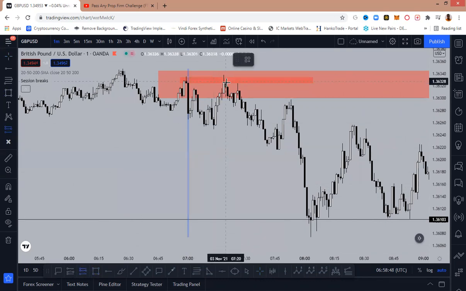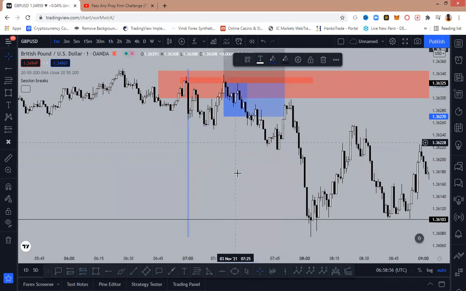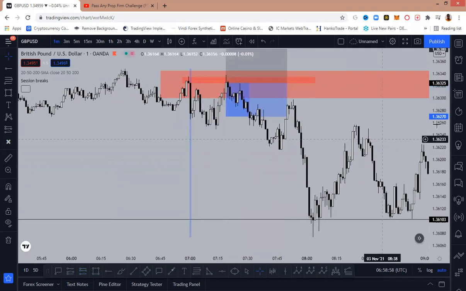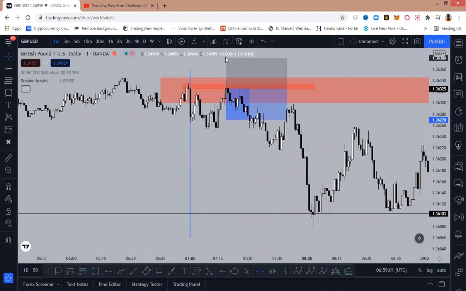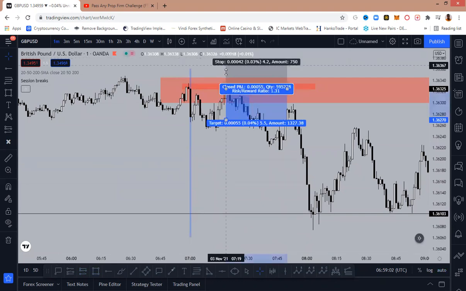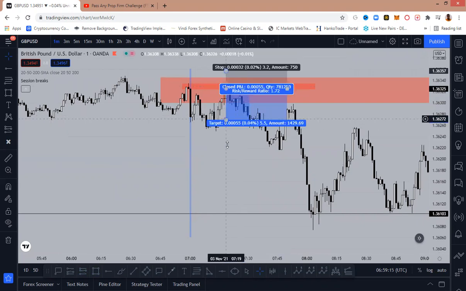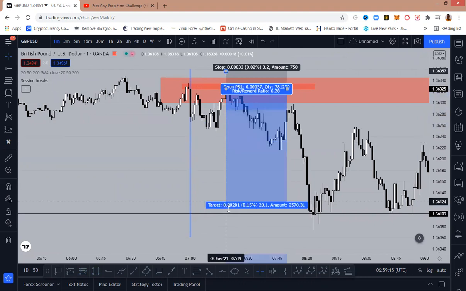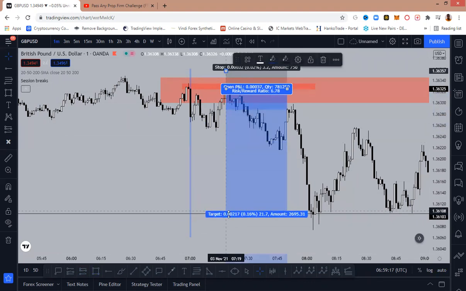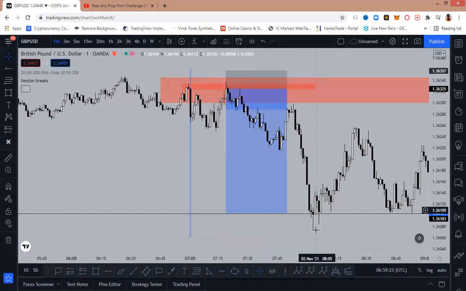So this is how you could have done it. You enter here. If you wanted, you could have placed a pending order. Just place a pending order. Normally I love going for 3 pips, 3.2 maybe, and then you target this area here. And as you can see, Bob's your uncle. You are in the money here.